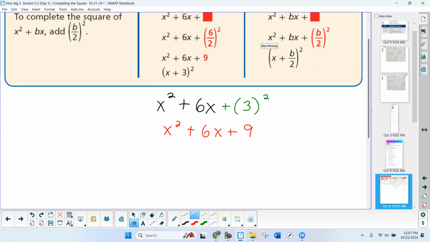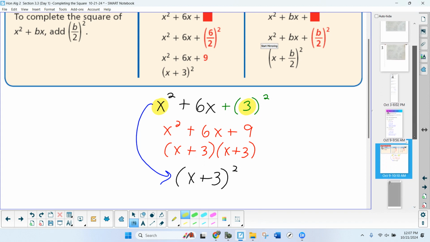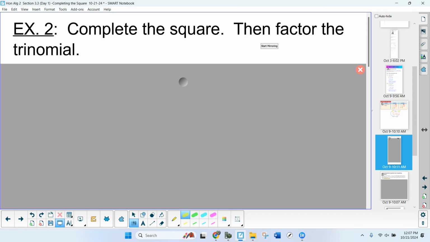Now, what multiplies to give you 9 that adds to give you 6? 3 and 3. So what did that factor to? x plus 3 squared. You will go from here to here every time, because that's the beauty of completing the square. It's always this and that quantity squared every single time. Half of the middle term, add that number squared. Okay? So, next part. Again, it doesn't say solve. It just says complete the square, then factor the trinomial.